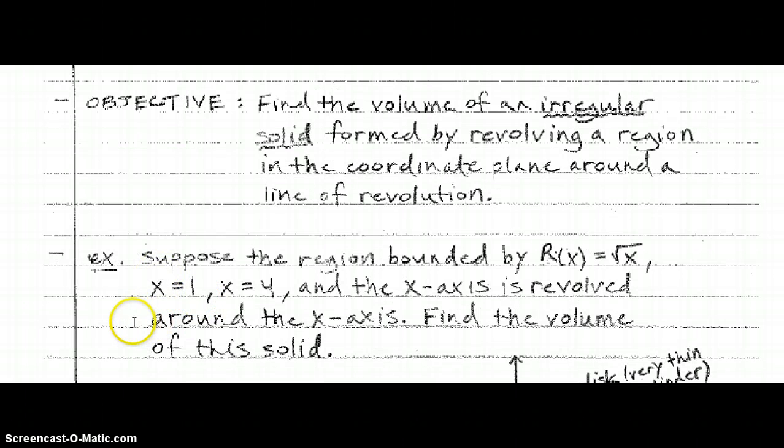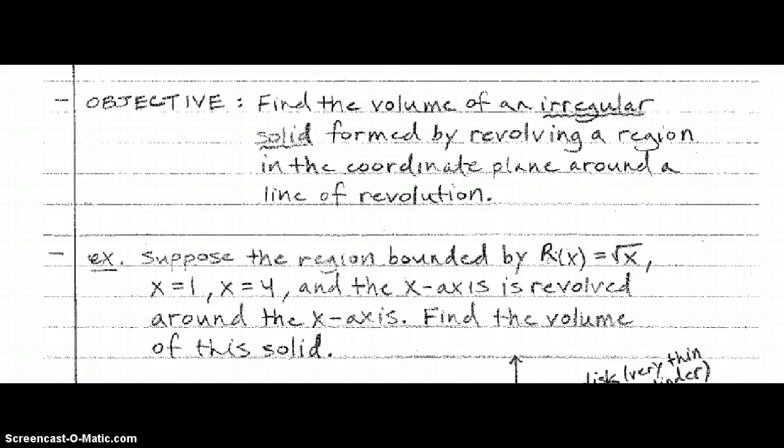Suppose the region bounded by the function r of x equals the square root of x, and it's called r of x for a reason. That's not random. We're doing that specifically because r is going to reference something, and you'll see that shortly. x equals 1, x equals 4 on the x-axis. We're going to take that region and we are going to revolve it around the x-axis.